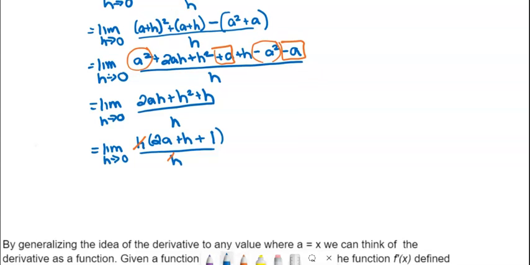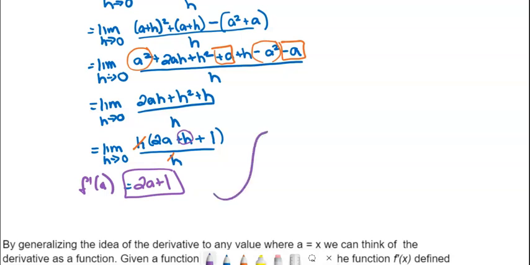And so I'm finally just left with, as h approaches 0, this center term is going to go to 0 as well, I'm left with 2a plus 1. Okay, that is my f prime of a. Now that I know that, I can use that to plug in f prime at -2. Where is the function at -2? So I do 2 times -2 in the spot of a, plus 1. -4 plus 1 is -3.